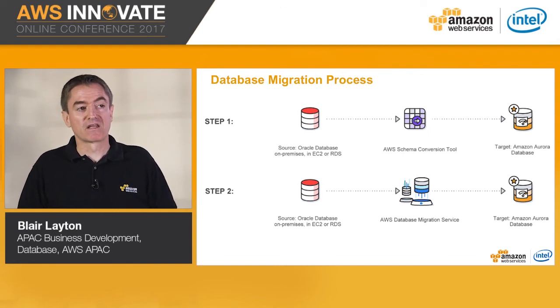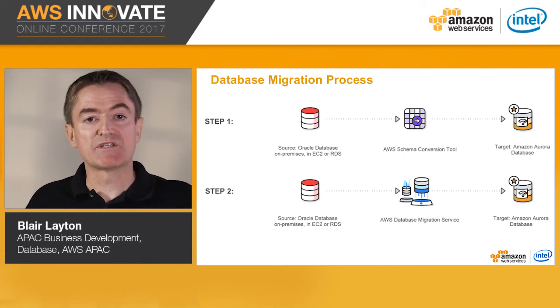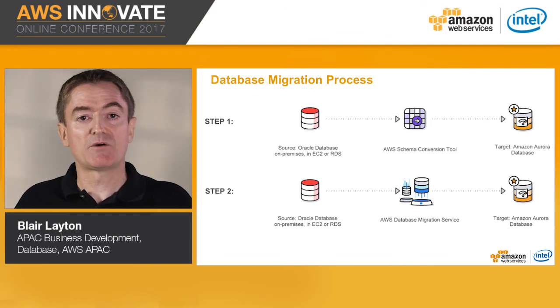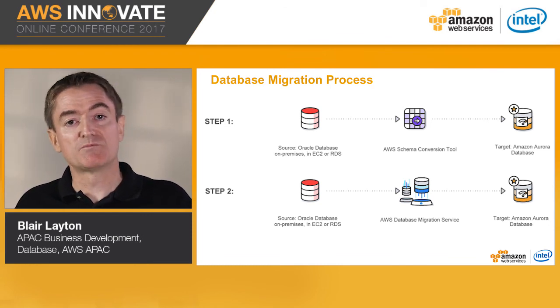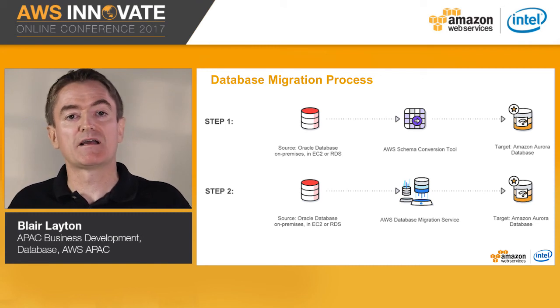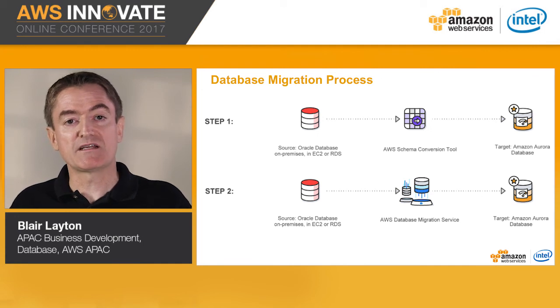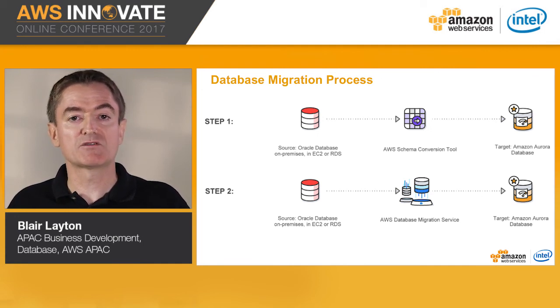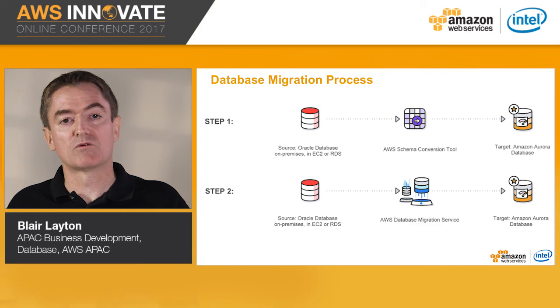In step 2, you would use DMS to start the bulk migrate phase to populate your Aurora database. Once the bulk load has finished, you can then enable constraints and indexes before applying the outstanding transactions. Eventually, both databases will be in sync, and you can cut over your application to point to the new Amazon Aurora database.